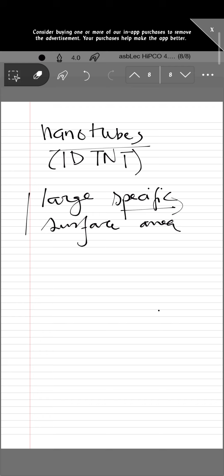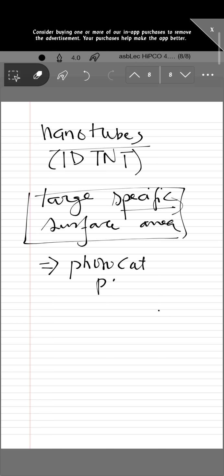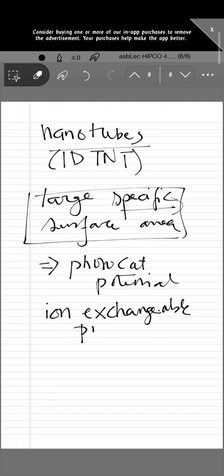Now, having this large specific surface area per gram leads to an enhanced photocatalytic potential, and also increases the material's ion exchangeable property. It becomes more like an ionic solvent.